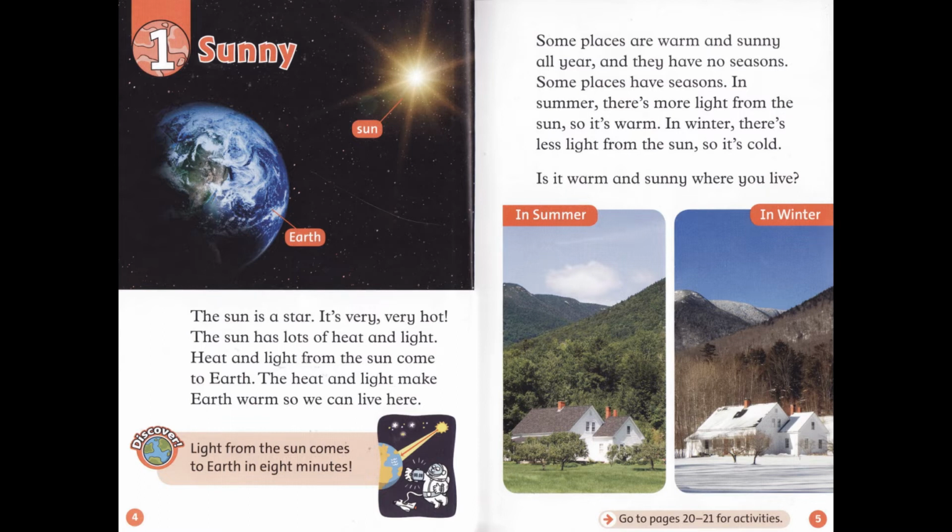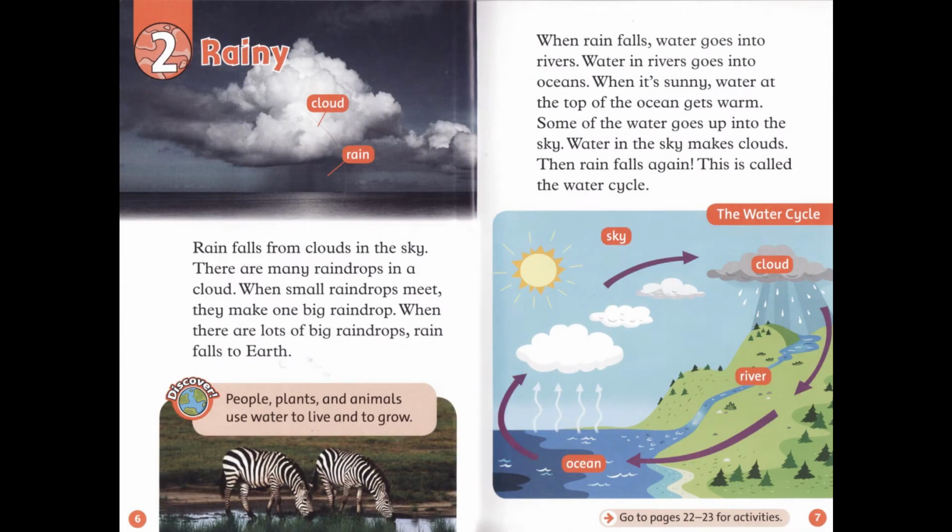Chapter 2. Rainy. Rain falls from clouds in the sky. There are many raindrops in a cloud. When small raindrops meet, they make one big raindrop. When there are lots of big raindrops, rain falls to Earth.